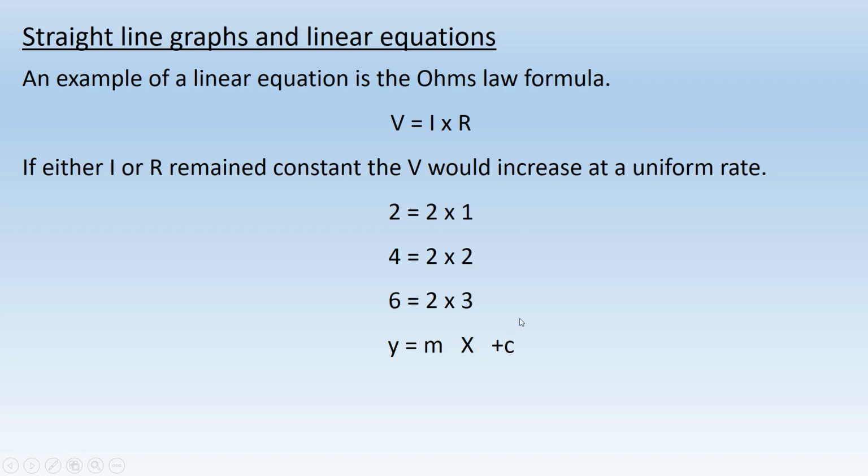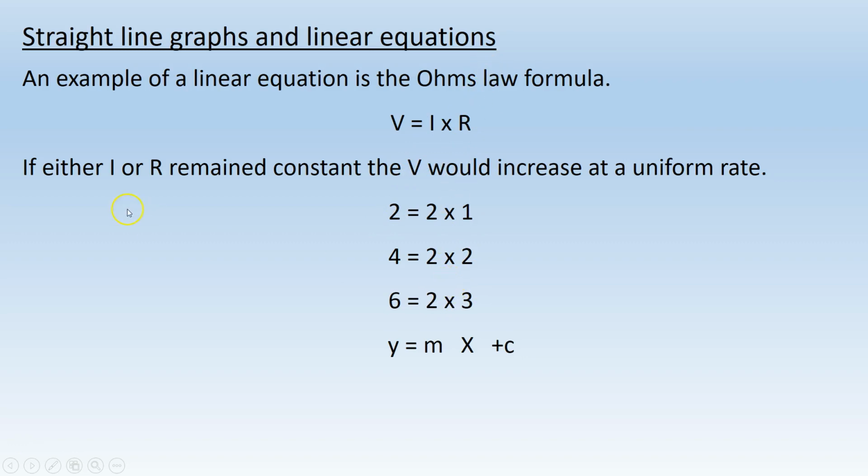We mentioned that a straight line graph is produced from a linear equation. An example of a practical linear equation is our Ohm's law formula. So we have voltage equals our current, which is I, times the resistance, which is R. So voltage equals I times R. Now, if we're doing some experiments, we want to work out what the voltage will be if the current remains the same but we alter the resistance.